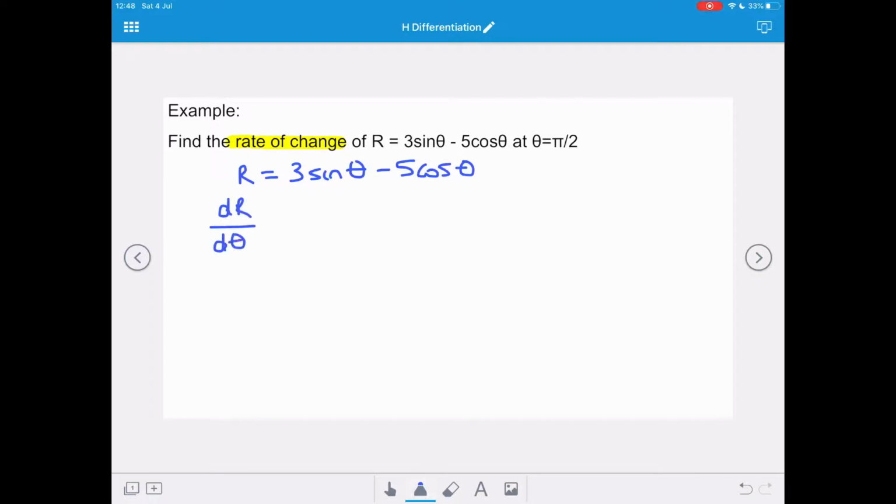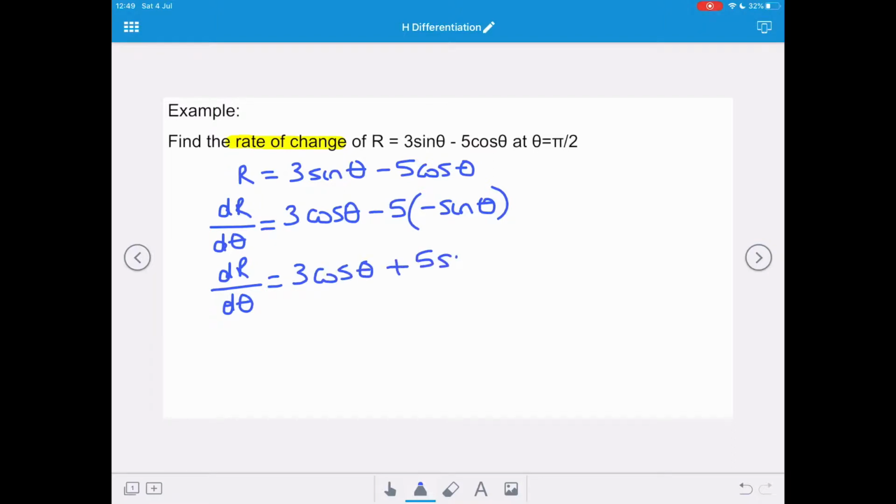So we've got r equals 3 sine theta minus 5 cosine theta, and that means that the derivative of r with respect to theta equals 3 cos theta minus 5 times negative sine theta. And then we need to simplify it, so we get dr by d theta equals 3 cos theta plus 5 sine theta.